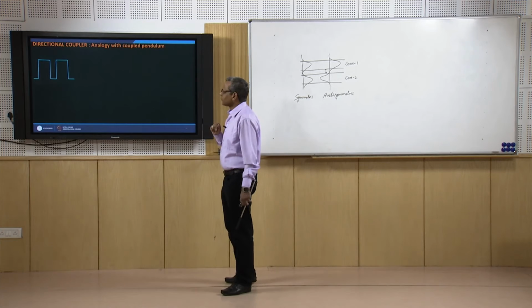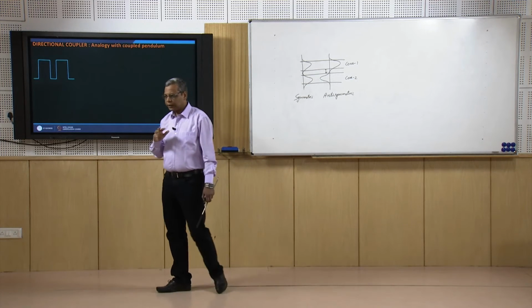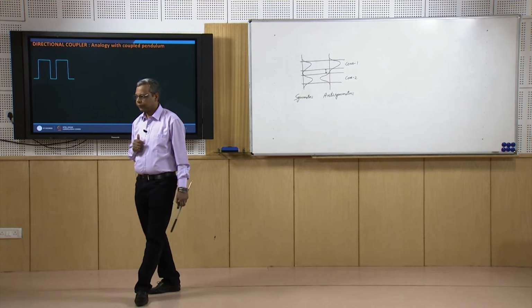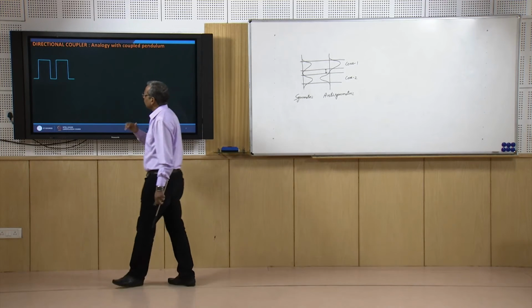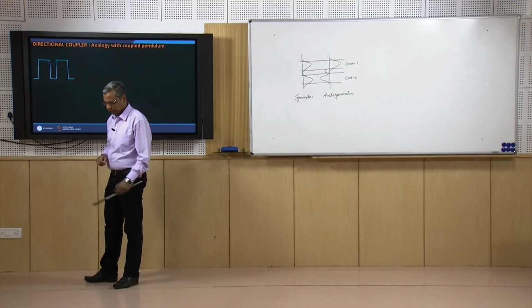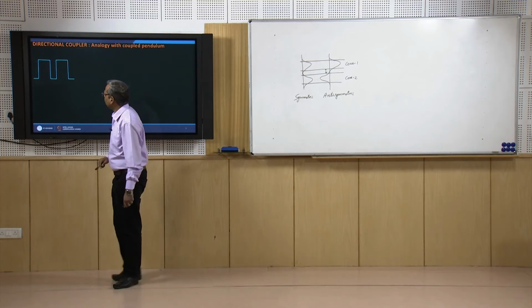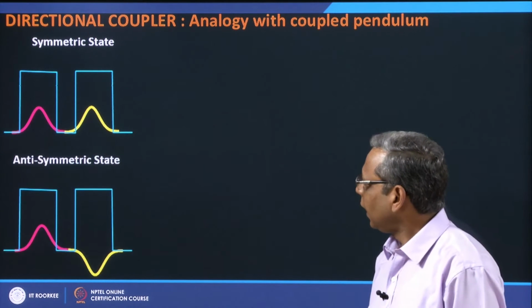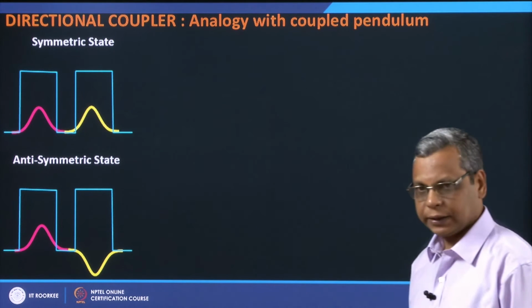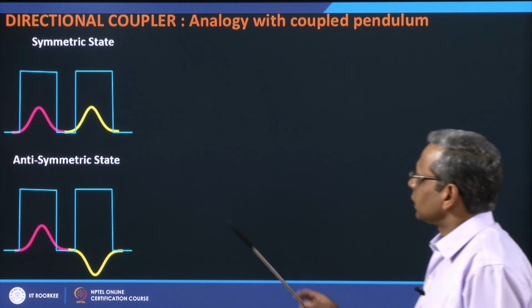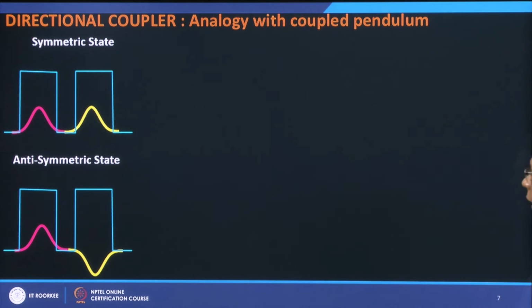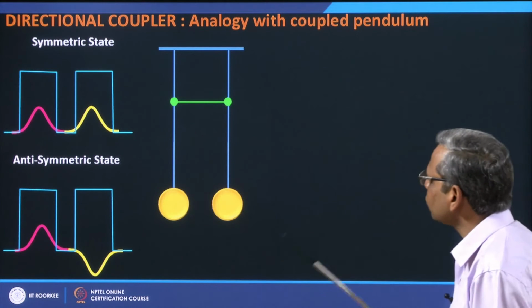I can understand this with the help of a very simple example of a coupled pendulum. I can take an analogy of coupled pendulum. So, this is the refractive index profile of the composite system, where I have two cores and this is the symmetric state, and I can also have anti-symmetric state. So, I have symmetric mode and anti-symmetric mode of the system, symmetric normal mode and anti-symmetric normal mode.